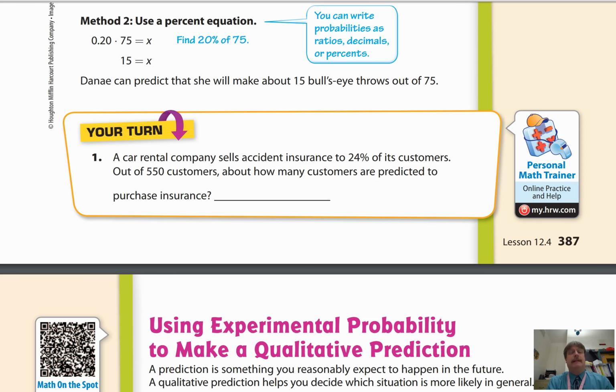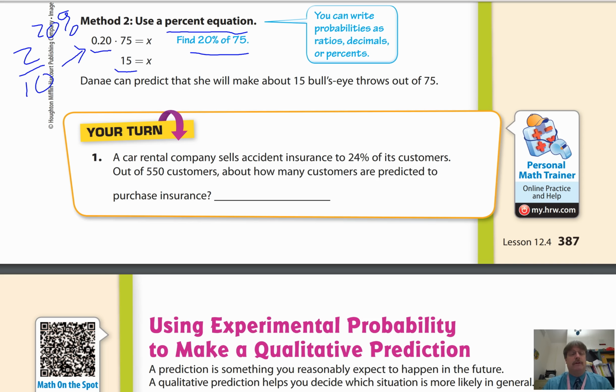A second way that they show is using percentage. So they take the 2/10, and of course that's going to equal 20%, and we turn that into a decimal, so it becomes 0.20, and we multiply that by 75 and we get 15. So we come up with the same number here.